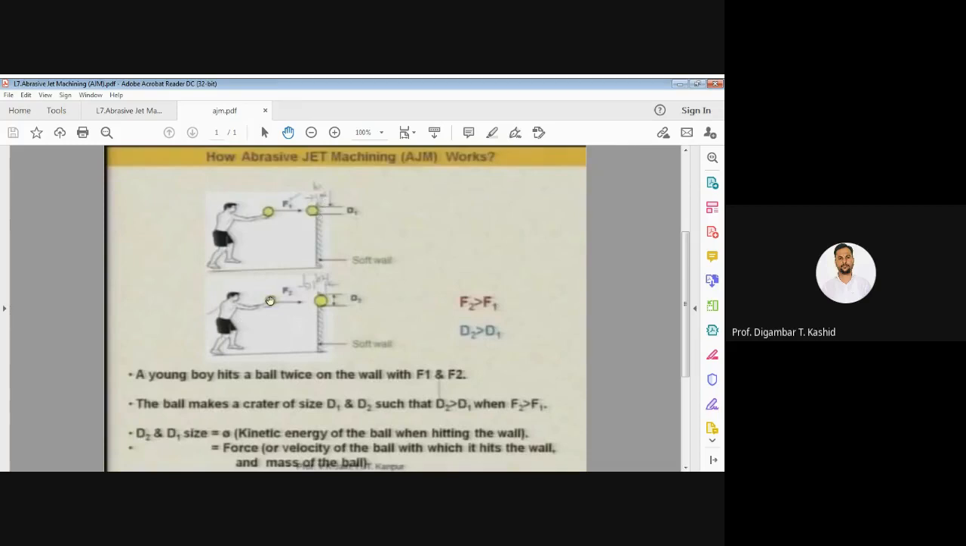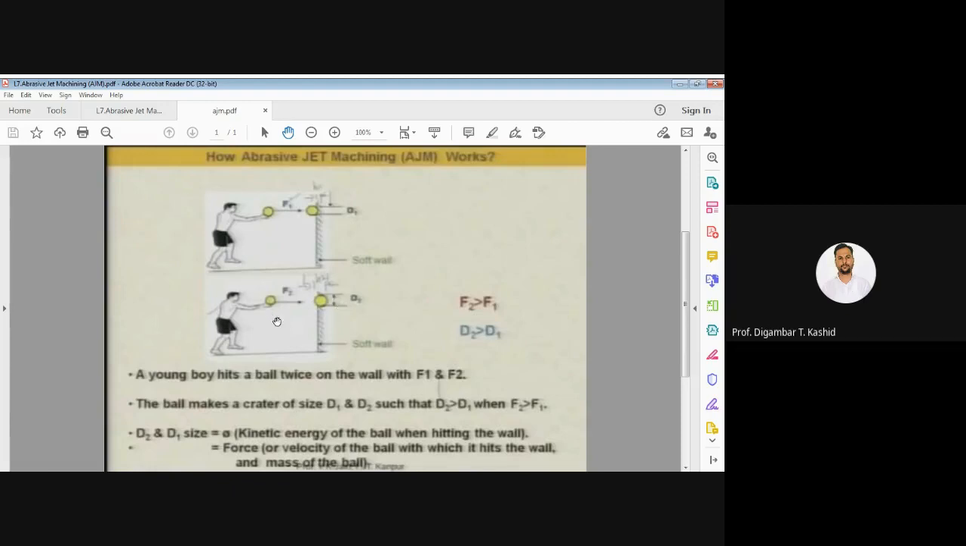And the second person is throwing the ball with the force F2. You can see here F2, and it is penetrating to a larger depth, H2. You can see here that the force F2 is there, and the depth to which it is penetrating is greater than H1.